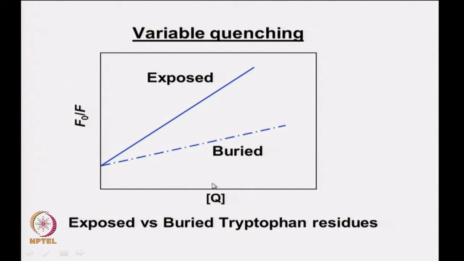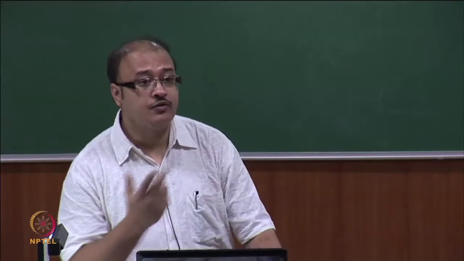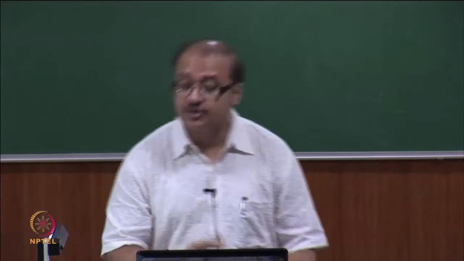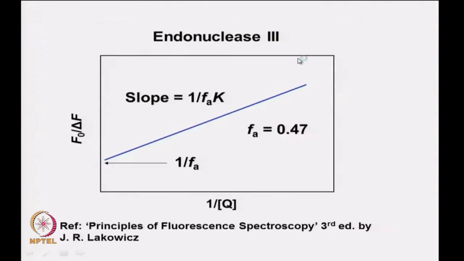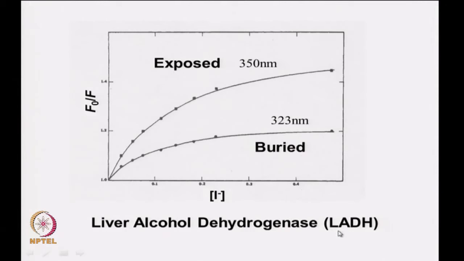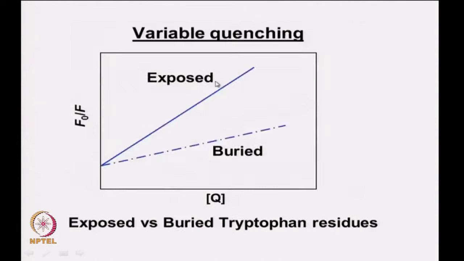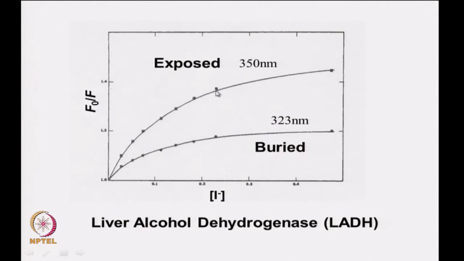So, remember we talked about this, this is how you can figure out between exposed and buried. You can again see out here, this is a case for liver alcohol dehydrogenase. Here is a case of a Lehrer plot again, and you can see the downward curvature. For this enzyme, liver alcohol dehydrogenase, the exposed portion has a higher slope, and the buried portion has a lower slope.